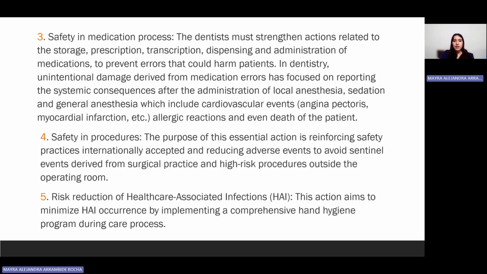Safety in procedures. The purpose of this essential action is reinforcing safety practices internationally accepted and reducing adverse events to avoid sentinel events derived from surgical practice and high-risk procedures outside the operating room. Risk reduction of healthcare associated infections. This action aims to minimize occurrence by implementing a comprehensive hand hygiene program during the care process.